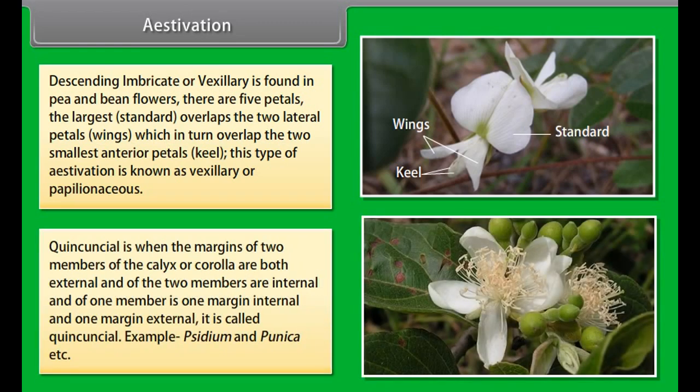Quincuncial is when the margins of 2 members of the calyx or corolla are both external and of 2 members are internal, and of one member is one margin internal and one margin external. Then it is called quincuncial. Example, Psidium and Punica, etc.